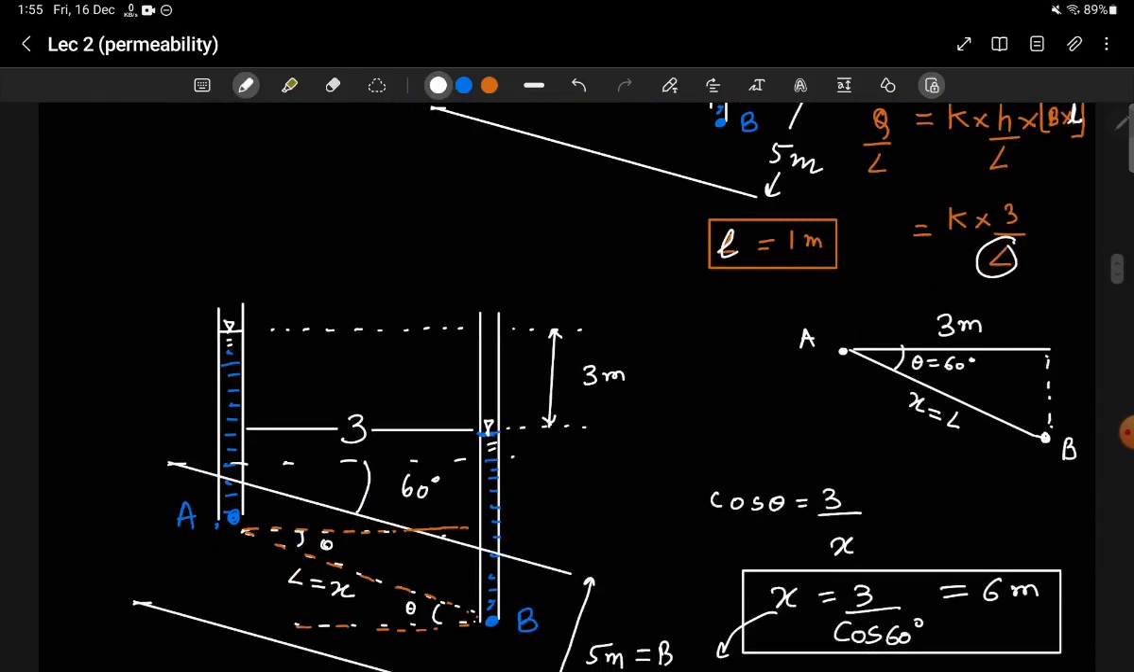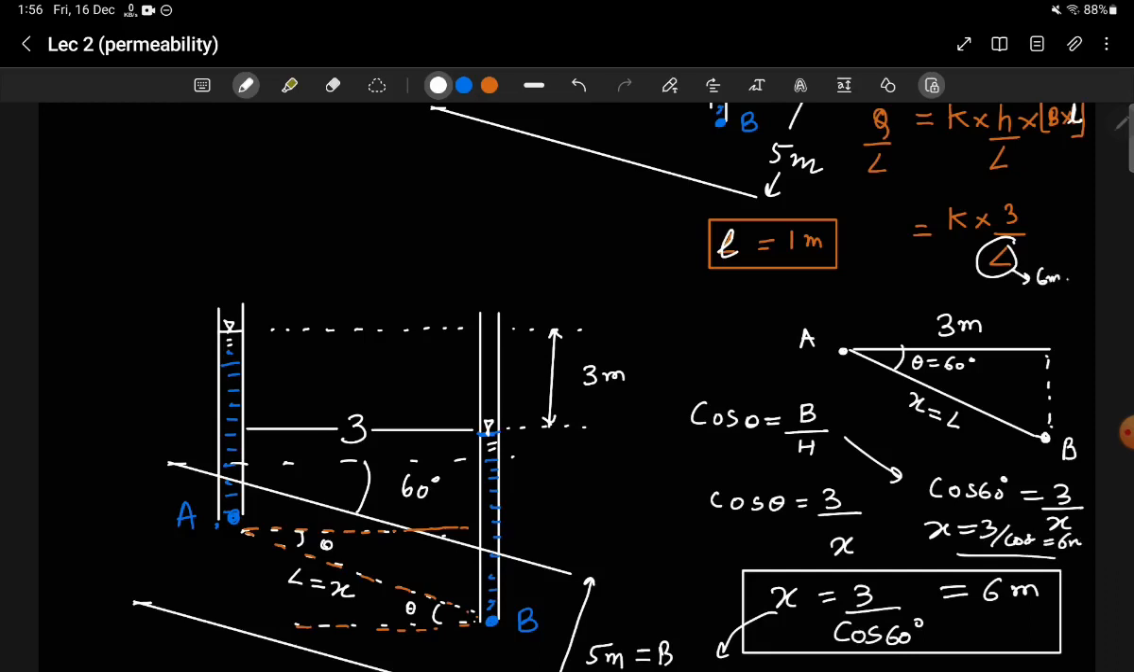So now we have to find out the actual discharge path. How can we find it? We know that cos theta is base by hypotenuse. Hence cos 60 degree would be base 3 meters by x, and x would be 3 by cos 60 degree, which will come out to be 6 meters. So therefore the discharge path here would be nothing but 6 meters.